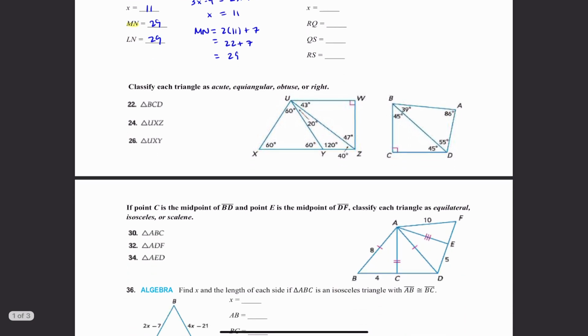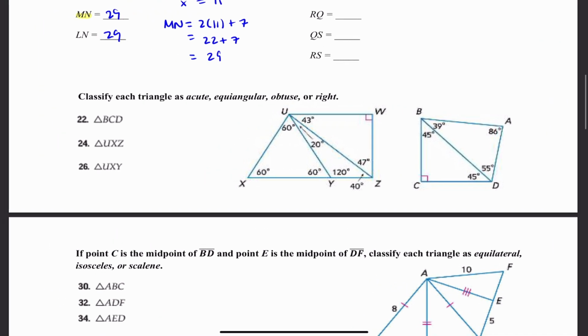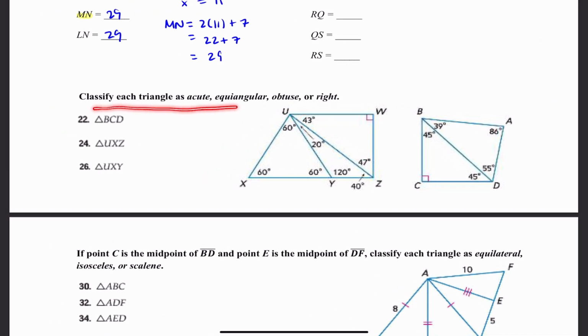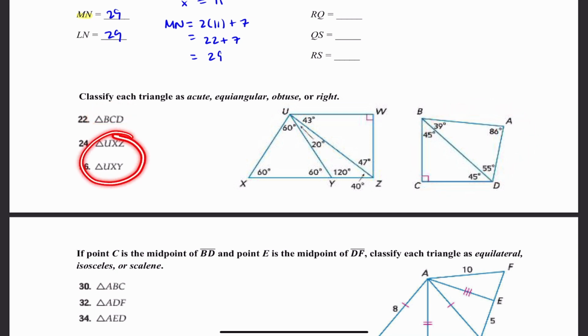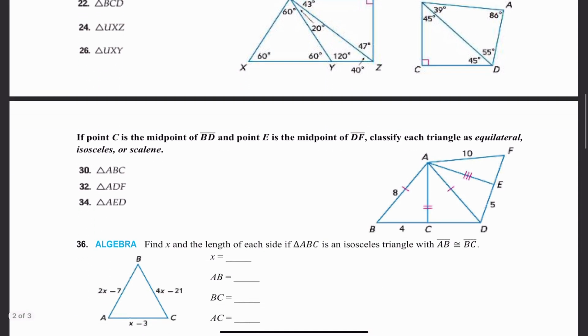Let's go ahead and... So right here it says classify each triangle as acute, equiangular, obtuse. Alright. This triangle is using this figure, and these two things are using this figure. And then here, if point C is the midpoint of segment BD and point E is the midpoint of segment DF, this is pretty important that you read this stuff.